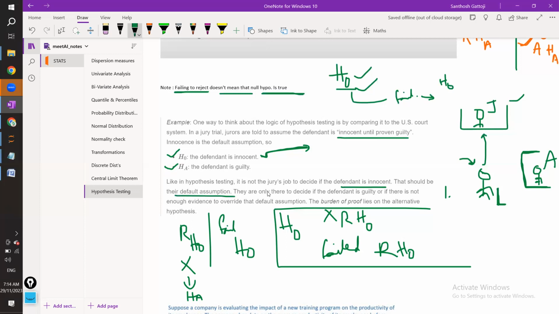But based upon the evidence you are trying to get, you will either reject this or fail to reject this. Just one point you need to understand here is, just because you fail to reject now, that does not mean it is always true. In future, if you get sufficient evidence, more evidence, then you can come here and you can successfully reject this guy.